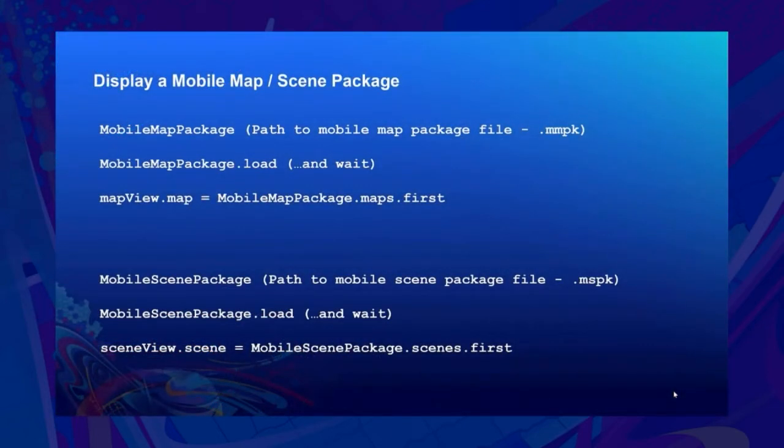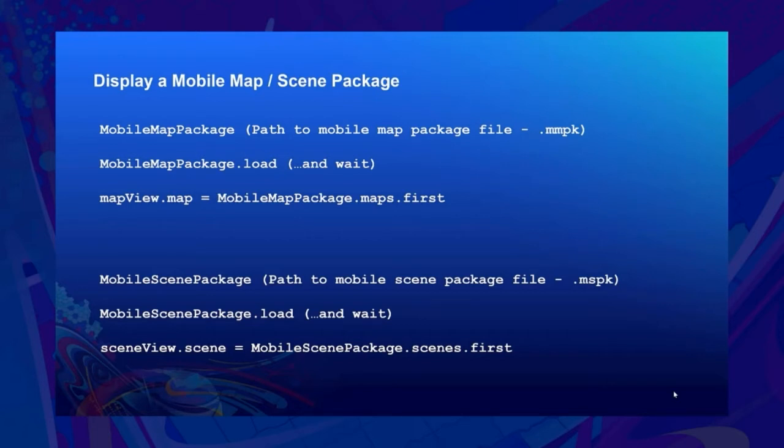So have another quick look at the code used in that workflow. It's the same really for a mobile map package or for a mobile scene package. We need the path to the package file, either .mmpk or .mspk. We pass that path to the constructor of the mobile map package class to instantiate it. And at that point we have to call load, and we wait because loading is an asynchronous task. And when loading is complete, we'll have a mobile map package which has an array of maps.